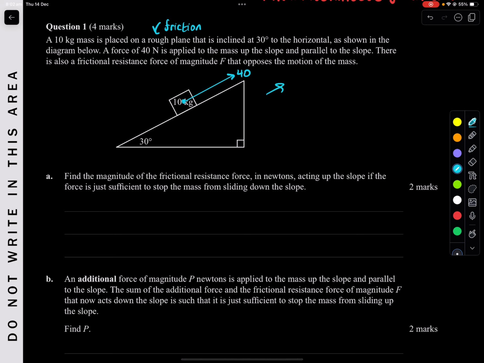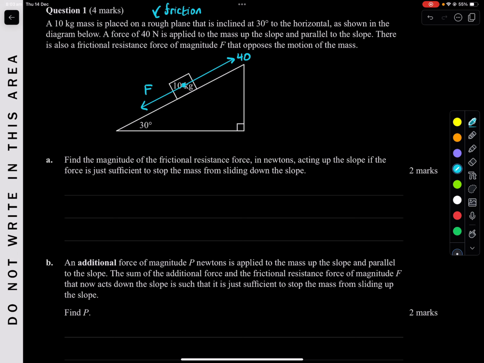Of course, because we're moving it up there and it's rough, there is going to be a frictional force that always opposes that motion. So we call that F. Great. So A, find the magnitude of the frictional resistance force in newtons acting up the slope if the force is just sufficient to stop the mass from sliding down the slope. In other words, if we don't want it to slide down, it means we want it to be in equilibrium, meaning that acceleration is going to be 0, and the net force, the sum of all forces, should also be 0.